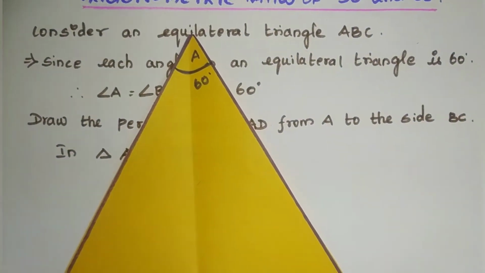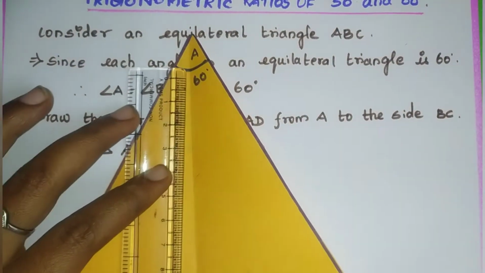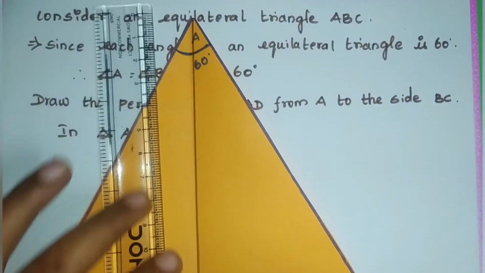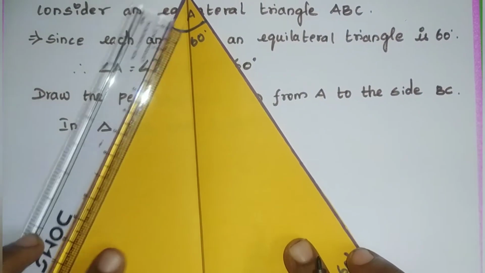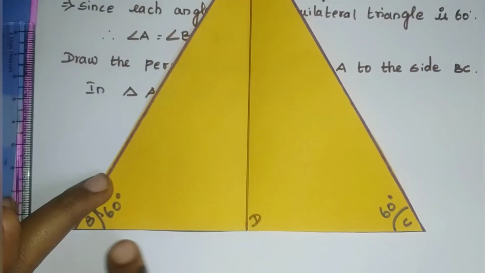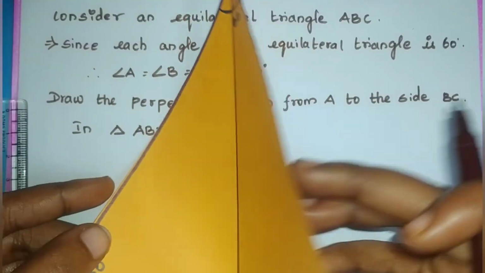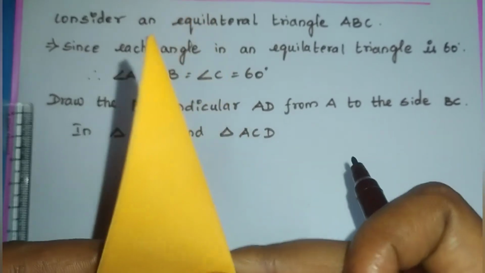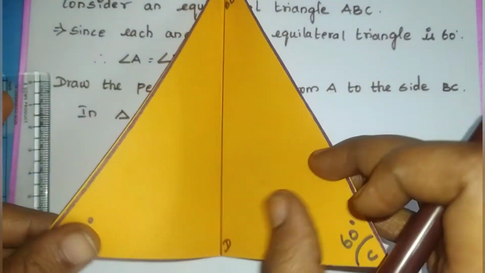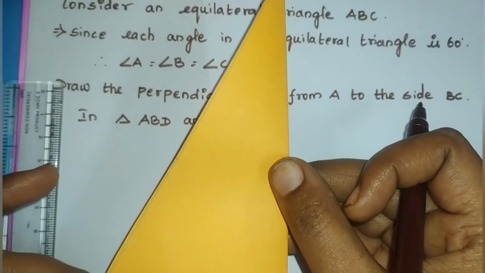And then draw a perpendicular line AD from A to the side BC. Now we divided this equilateral triangle into two right-angled triangles, isn't it? So we divide this equilateral triangle into two congruent triangles.